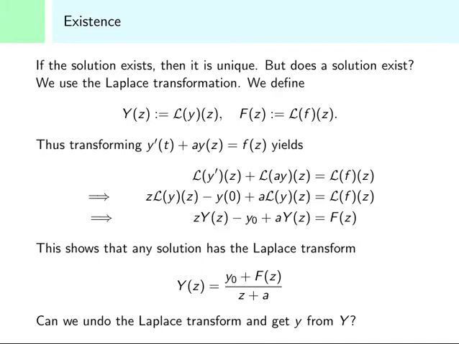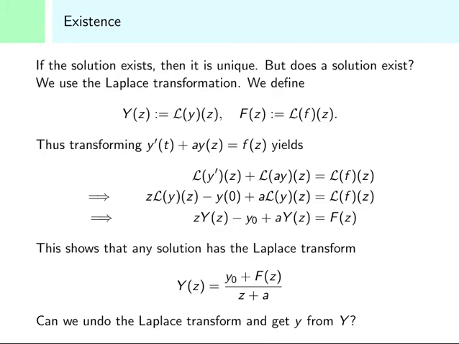Now, using our notation defined above, we can write this compactly as z times capital Y of z minus y naught plus a times capital Y of z equals F of z. So we've transformed this differential equation into an equation just involving the Laplace transforms. In particular, there are no derivatives anymore. And now we can isolate Y of z. So any solution has the following Laplace transform, namely Y of z equals y naught plus F of z divided by z plus a.